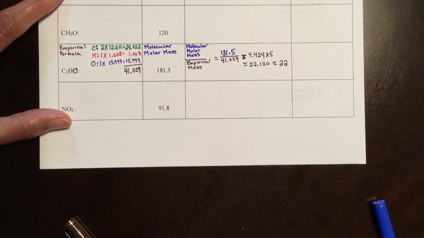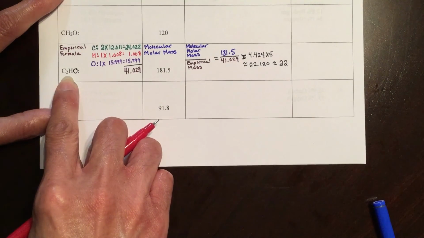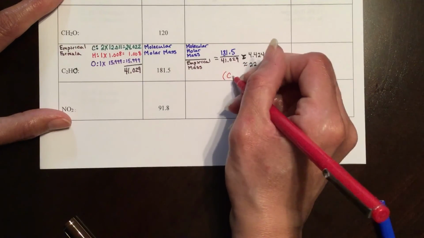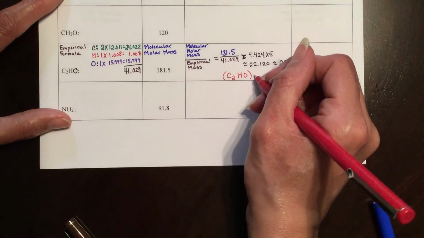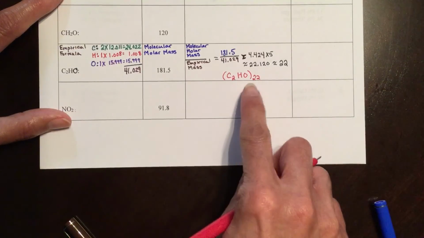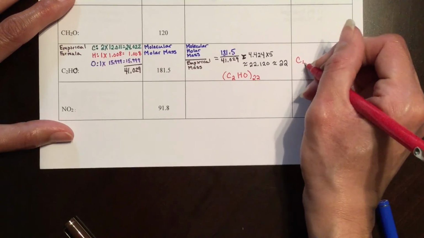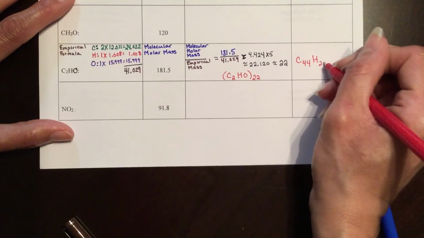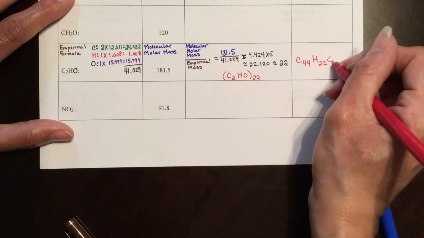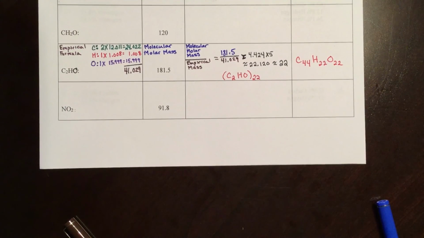Why is that number important? Because what you're going to do next is you're going to get the empirical formula, C2H2O, and multiply all the subscripts by that number. So when I do that, my molecular formula is going to end up being C44H44O22. And that's it. So again, it's not difficult, it's just a lot of math.